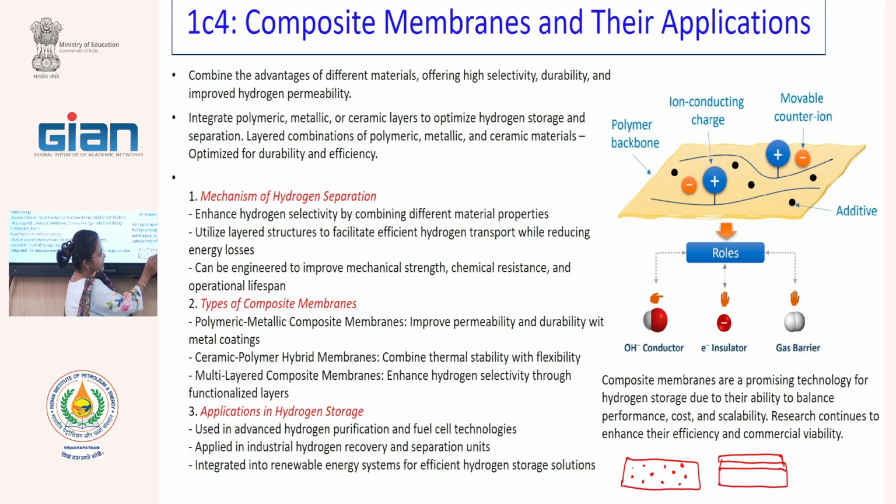So, that is why these layers are made up of different materials, and they are enhancing the mechanical stability, they are enhancing the thermal stability by using this composite approach. Now, these composites can be of polymeric, metallic or ceramic polymer or multi-layered composite membrane etc. So, they can be engineered very effectively to improve mechanical strength.